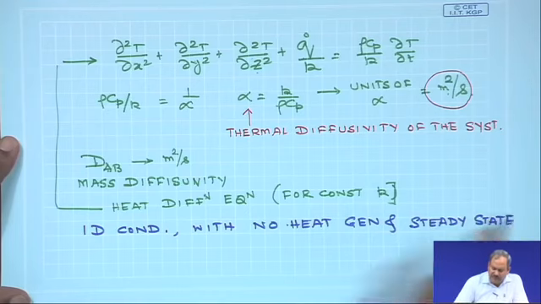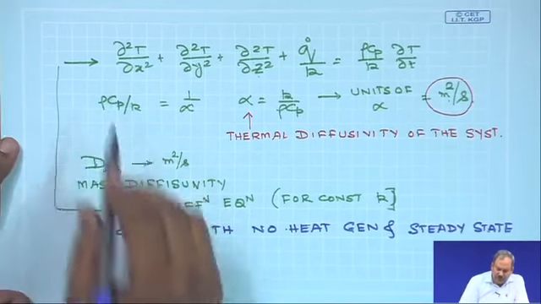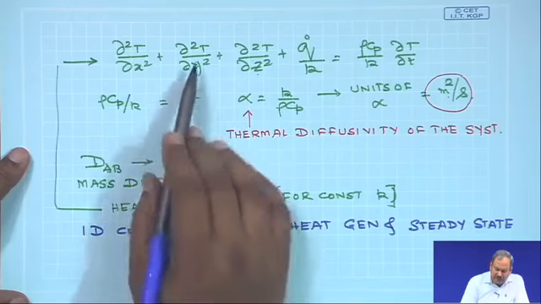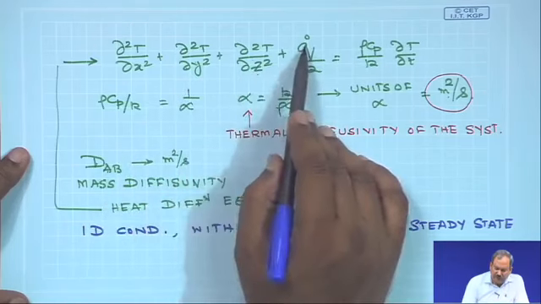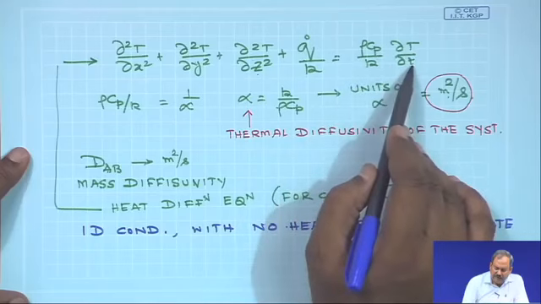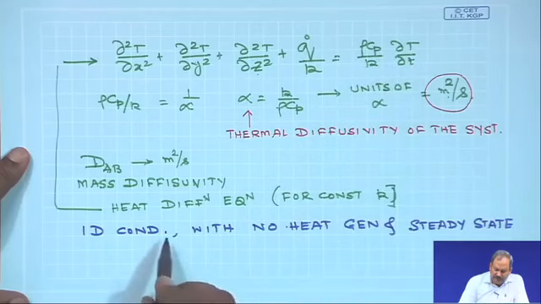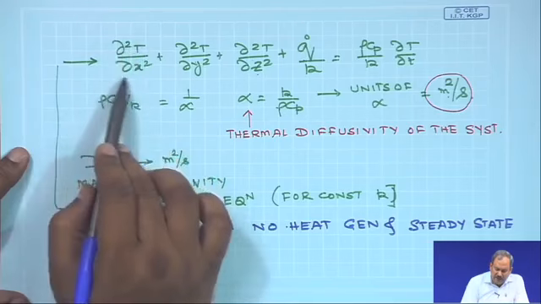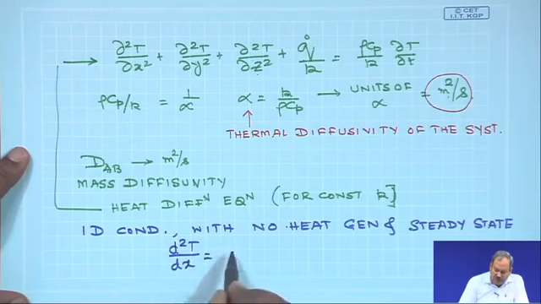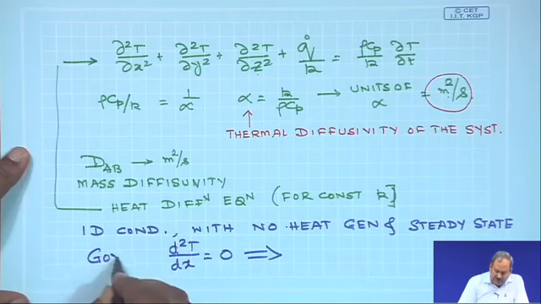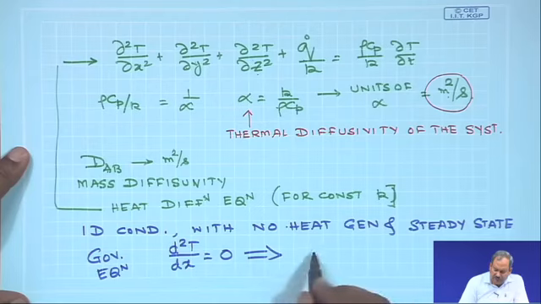So, that is the simplest possible thing which you can think of, which would give you that T is not a function of y, T is not a function of z, there is no q dot present in the system, and T is not a function of time. So, if that is the case, then I will only have this term present in it, and I do not have to write the partial sign, since T is a function only of position. So, the governing equation for such a case would simply be d2T/dx2 equal to 0.